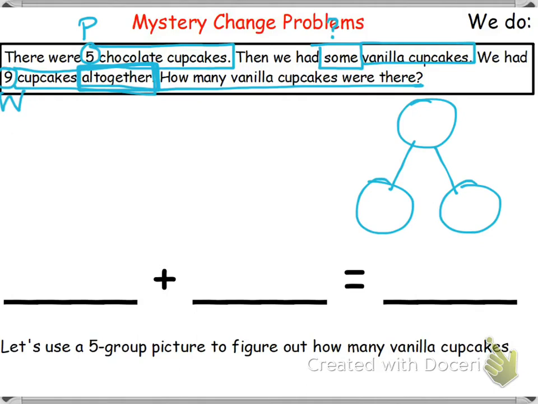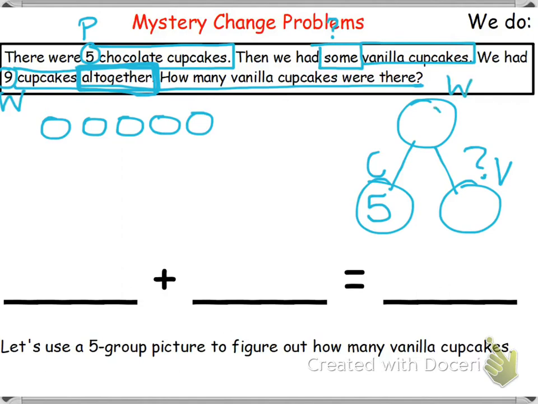So we know that there were 5 chocolate cupcakes. So I'm going to draw the 5 chocolate cupcakes. That is my part. So I'm going to write the 5. I'm going to put a C for chocolate. This helps me organize my thoughts a little bit. Then we had some vanilla cupcakes. We do not know how many vanilla, but I'm putting a mystery and a V for vanilla. Then we had 9 cupcakes all together. Remember that all together, that tells us our whole. So we know our whole, how many cupcakes we have all together, is 9.